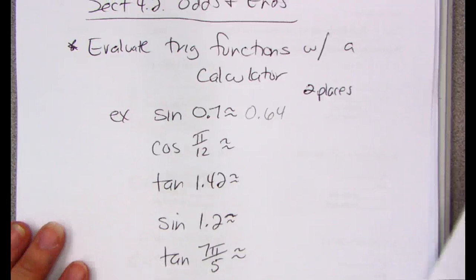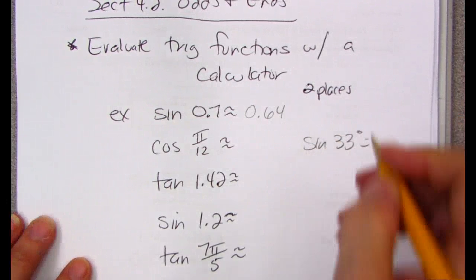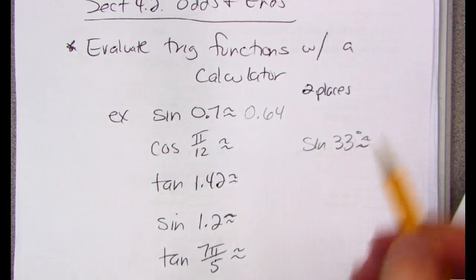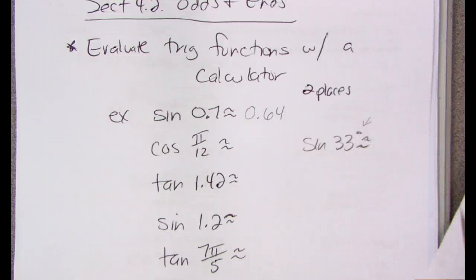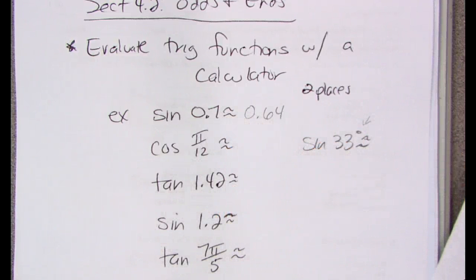If I turn around and I do sine of 33 degrees, my calculator better be in what? Degrees. Why? Because right there, none of these do I see that. The way you put it in my calculator, I don't understand.